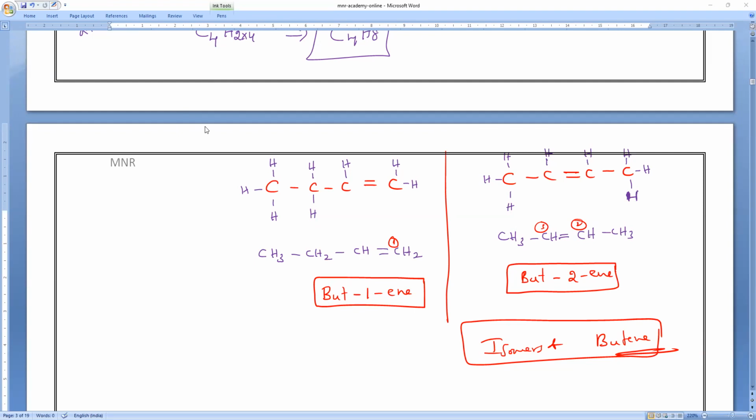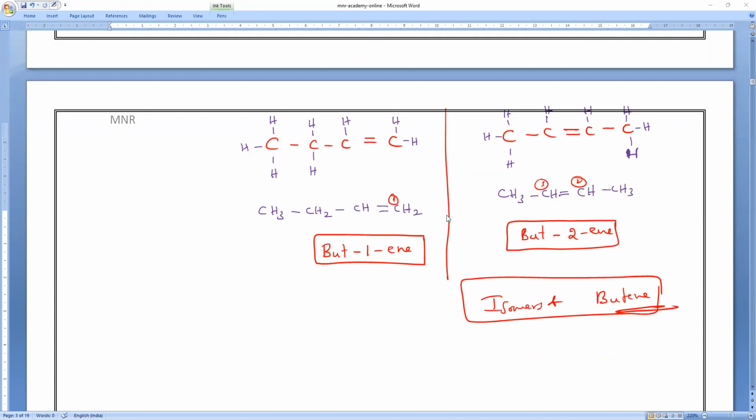Yes, please, any doubt you can ask. Sir, we can't make it as a branched structure? No, you cannot make it.